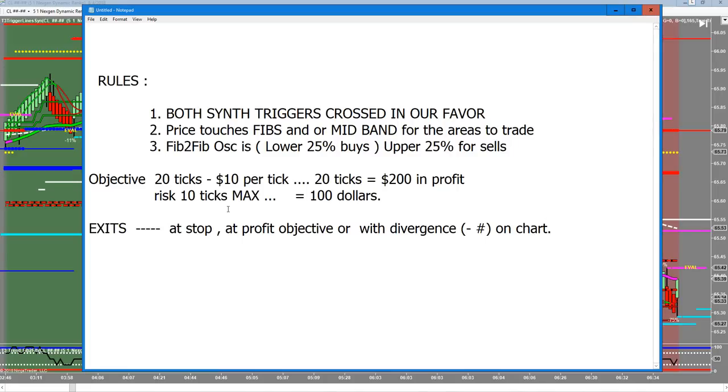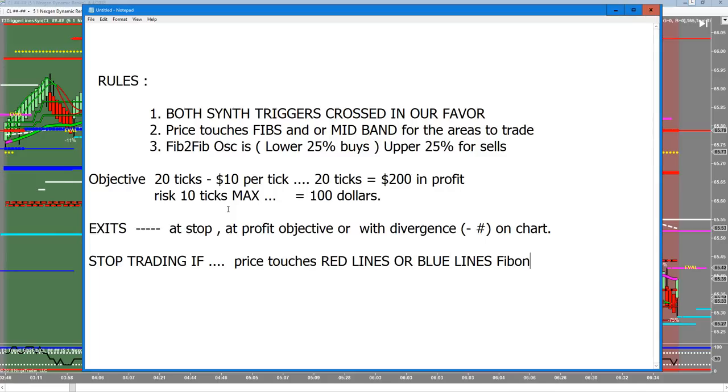And we're going to stop trading if price touches red lines or blue lines, which is our Fibonacci. Okay? Everybody okay with that? So we'll stop trading if we have red lines or blue lines at Fibonacci areas.